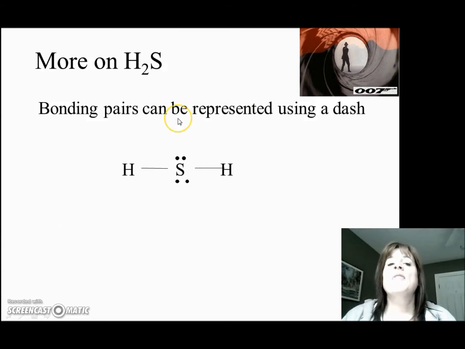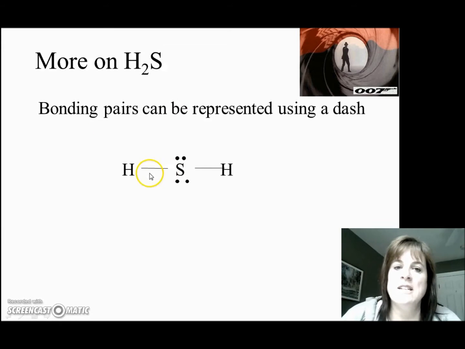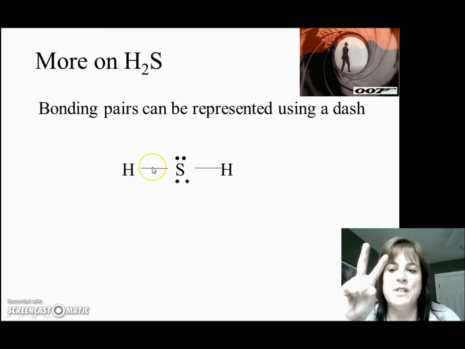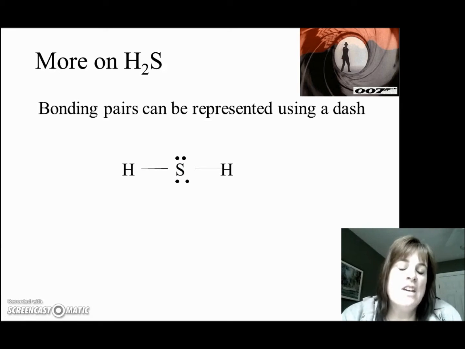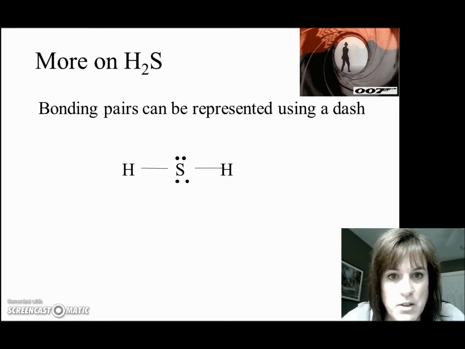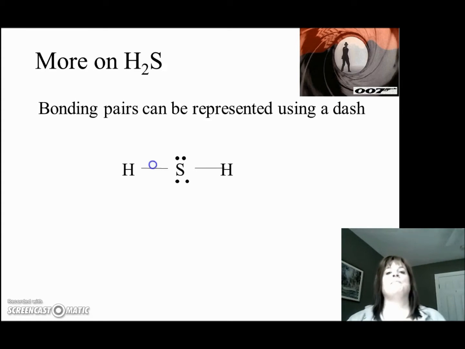All right, now one thing about bonding pairs is you can also represent them by using a dash. So anytime you see a dash, it represents 2 electrons. So instead of dots, you can use dashes, but just for the bonding pairs, not for the lone pairs.